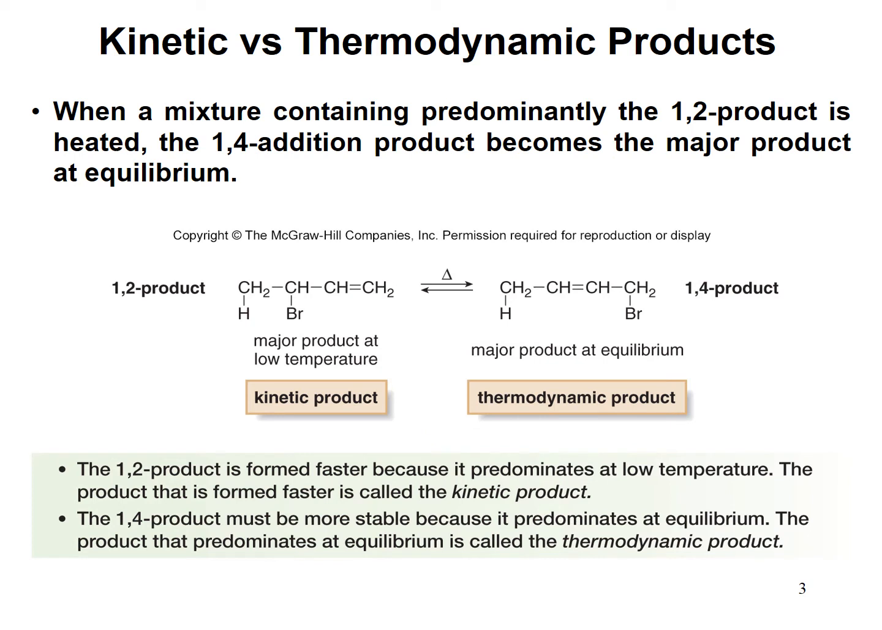So when a mixture containing predominantly the 1,2 product is heated, the 1,4 addition product becomes the major product at equilibrium. So if you run a reaction cold and you get the 1,2 product, you can convert it to the 1,4 product by adding heat to that system. Therefore, the 1,2 product is known as the kinetic product, and the 1,4 product is known as the thermodynamic product.